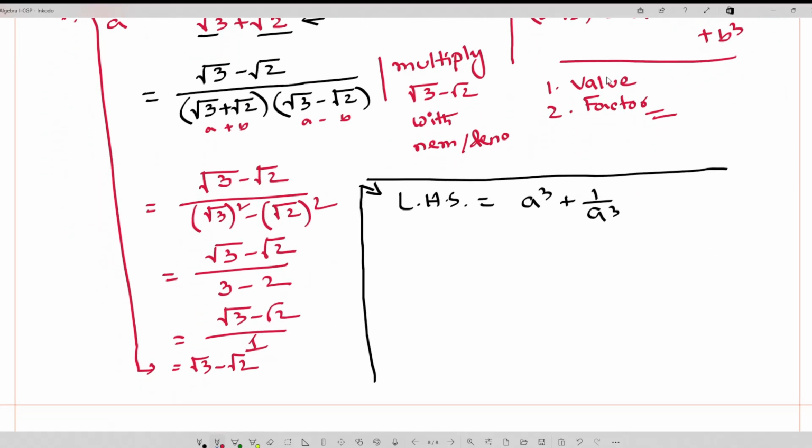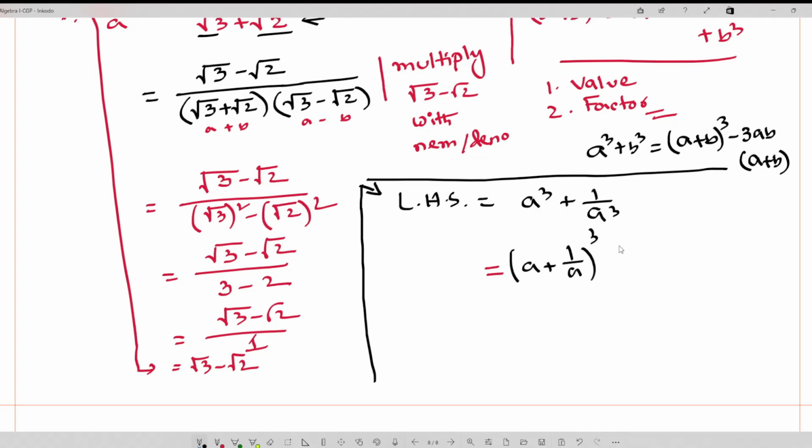This one we can write like this: a plus b whole cube minus, we can write here, a cube plus b cube equals a plus b whole cube minus 3ab times a plus b. Similarly, we can write like this: a plus 1 by a whole cube minus 3ab, a means a, b means 1 by a, times a plus b, which means a plus 1 by a.